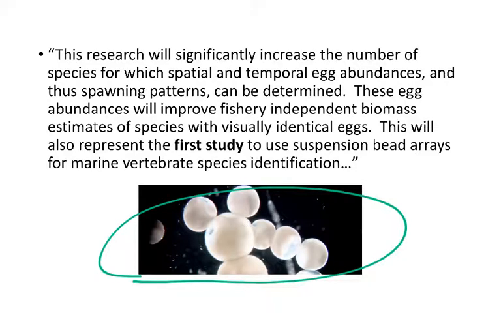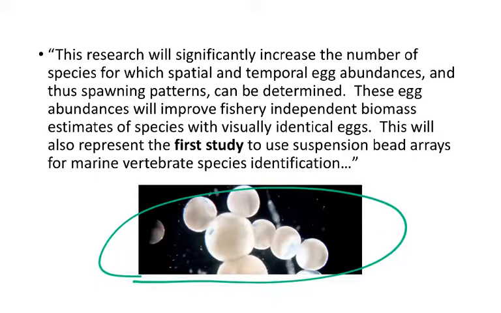This research will significantly increase the number of species for which spatial and temporal egg abundances and thus spawning patterns can be determined. These egg abundances will improve fishery-independent biomass estimates of species with visually identical eggs. This will also represent the first study to use suspension bead arrays for marine vertebrate species identification.